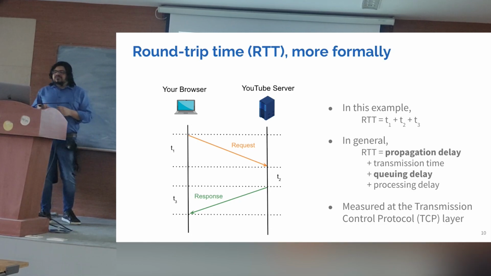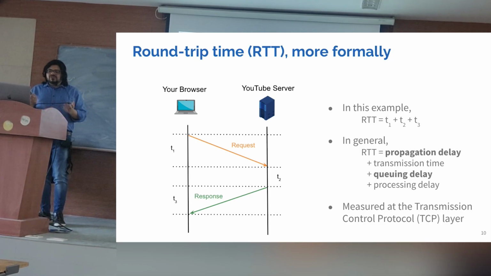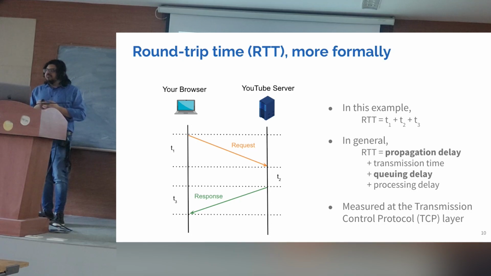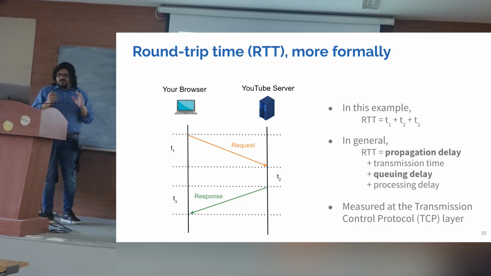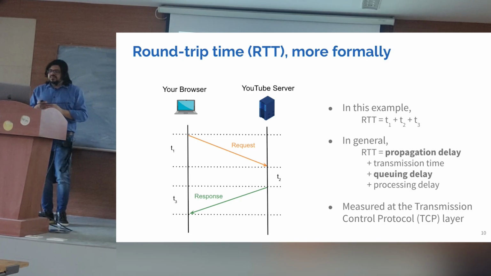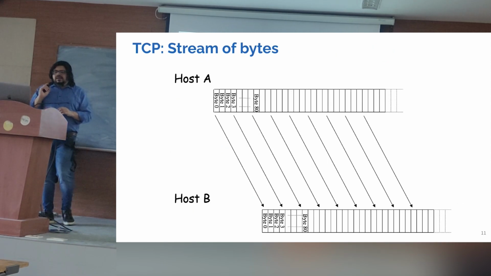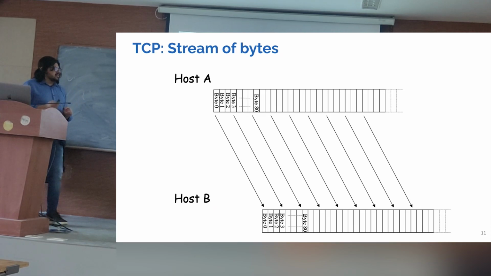Now, generally, the round trip time is measured at the transmission control protocol layer, the TCP layer. And I know a lot of you may not be very familiar with how this works, so I'll try to give you a brief about this as well. So let's dig into it. So let's see how TCP works very briefly, right?